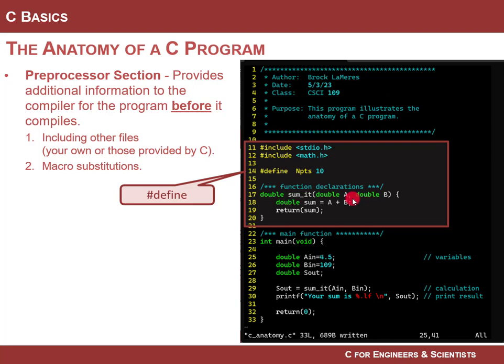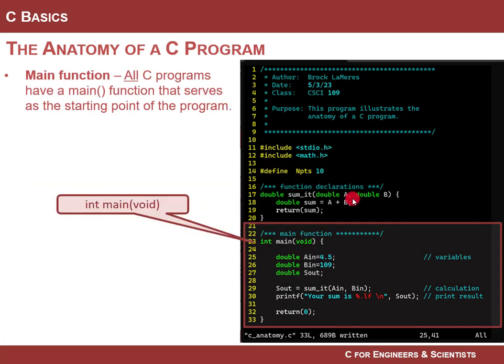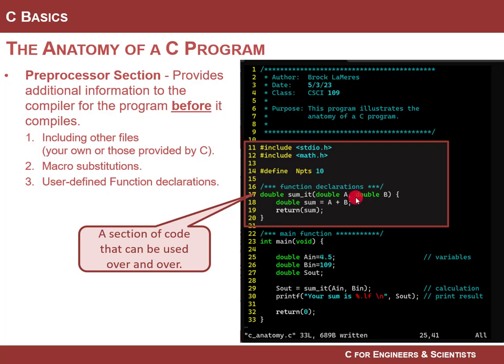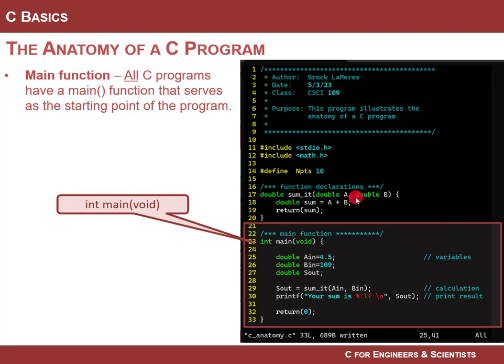Another thing you can do is define functions. A function is basically a little chunk of code that you're going to use over and over and over. So instead of writing it over and over, you write it one time and then you call it from your main function. Okay, so that's the preprocessor. Then you get to the main function. All C programs have a main function and the name of it is main, M-A-I-N. You cannot change it. It is not allowed.